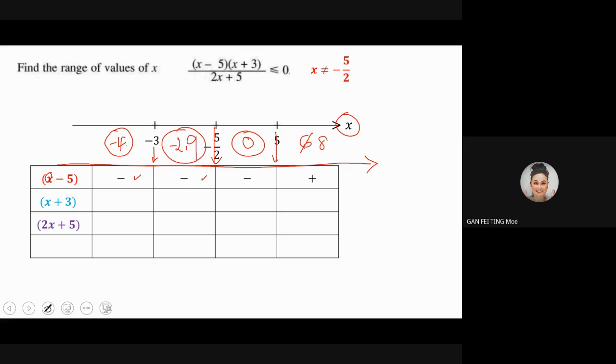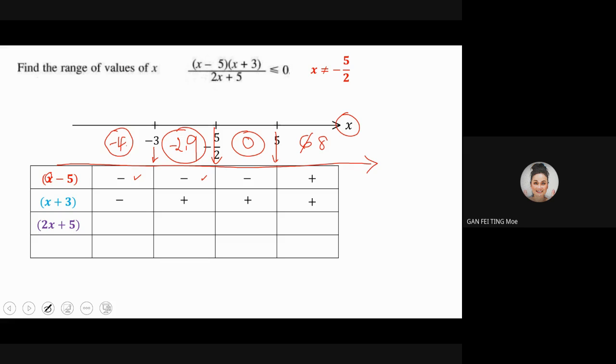You repeat the same process for x plus 3. Replace the x with -4, you get negative. Replace the x with -2.9, you get positive. Replace the x with 0, you get 3, positive. Replace the x with 8, you get a positive value.